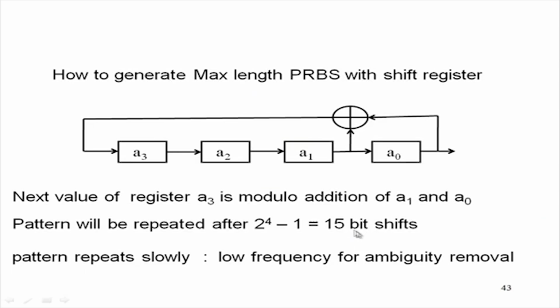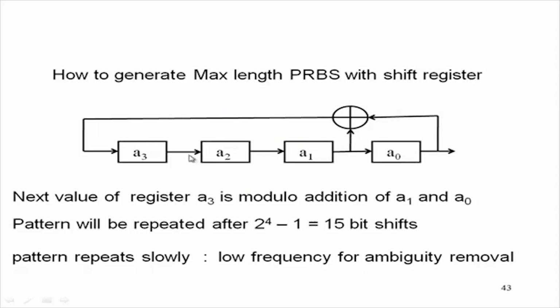That means I can get a tone as if equivalent to a low frequency, which can be used for ambiguity removal. So by using this number of shift registers and making it a maximum length shift register by properly doing the modulo 2 addition, I can make the length of the pseudo random binary sequence much larger.